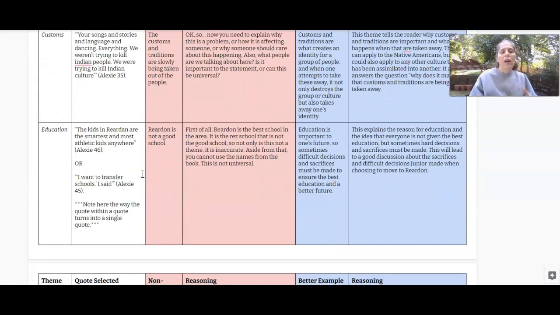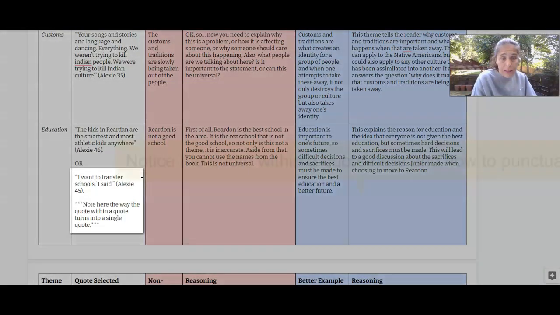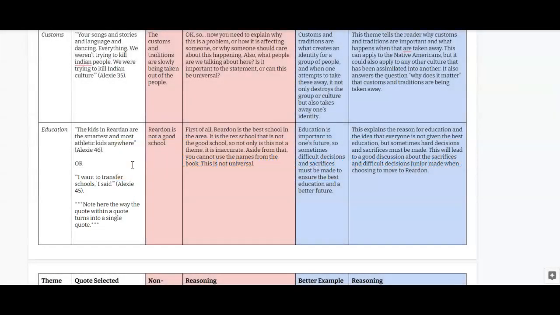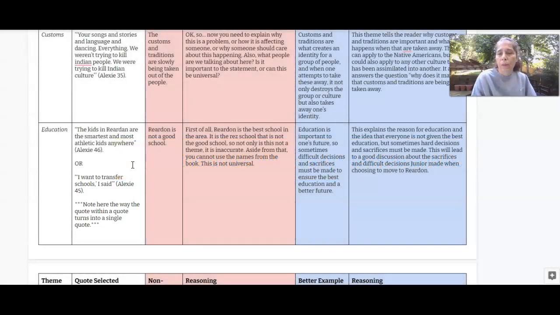All right, so some of the quotes. The kids at Reardon are the smartest and most athletic kids anywhere. Or, I want to transfer schools, I said. I don't know as though that one's super great. The theme, though, that was selected here was, Reardon is not a good school. Well, first of all, Reardon is the best school in the area. So the theme itself is actually not accurate. This is not what happened in the book.